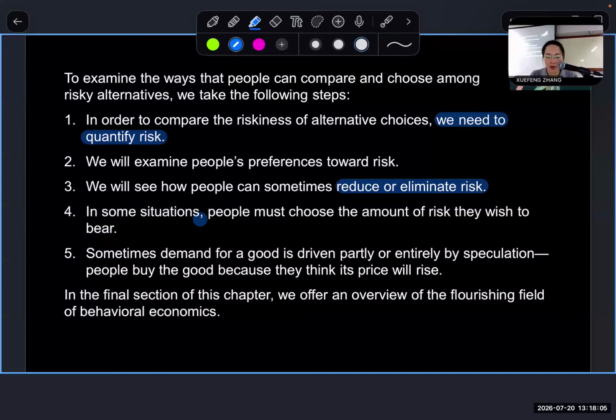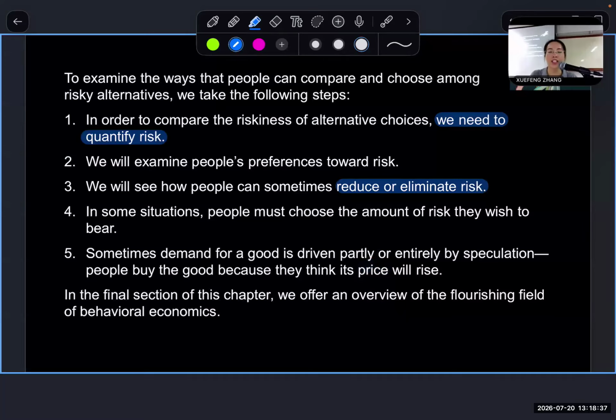In some situations, people must choose the amount of risk they wish to bear. That means sometimes you can't avoid risk completely. You just choose how much risk to accept. And sometimes the demand for a good is driven partly or entirely by speculation. Remember, speculation demand: people buy the good because they think its price will rise.